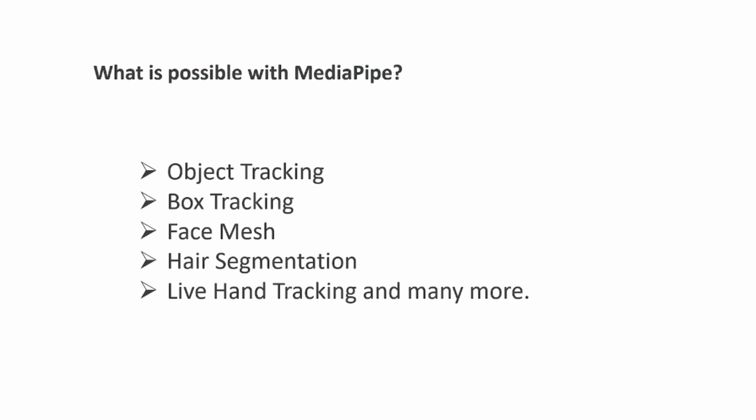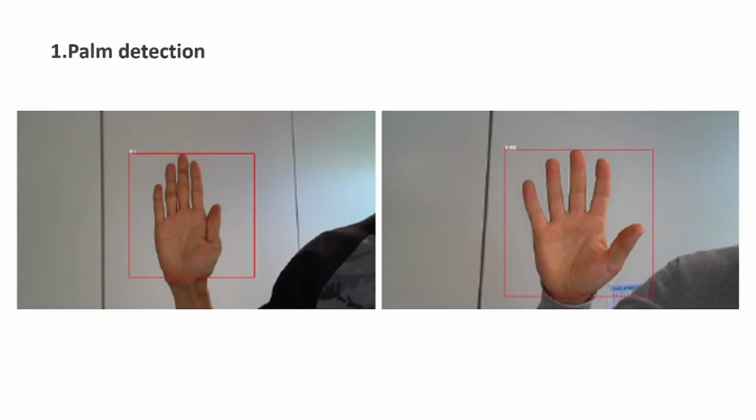And there are a number of artificial intelligence problems that can be done by MediaPipe. Here are some mentioned, like object tracking, box tracking, face mesh, hair segmentation, live hand tracking and many more. So we are going to start with the real-time hand tracking project. Here I have developed the live hand tracking project using MediaPipe.